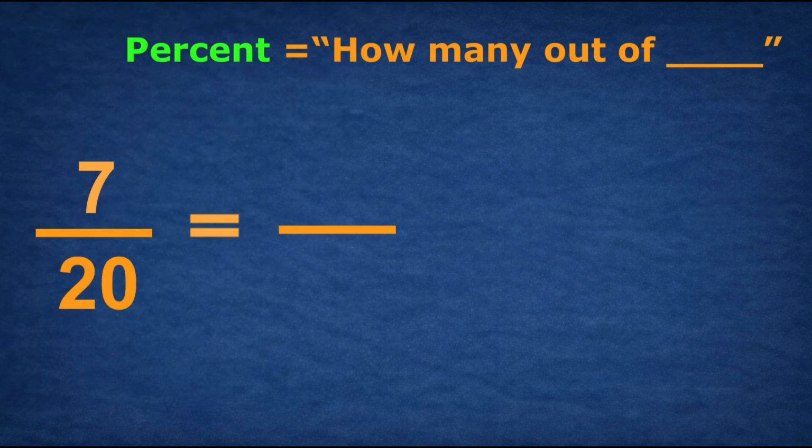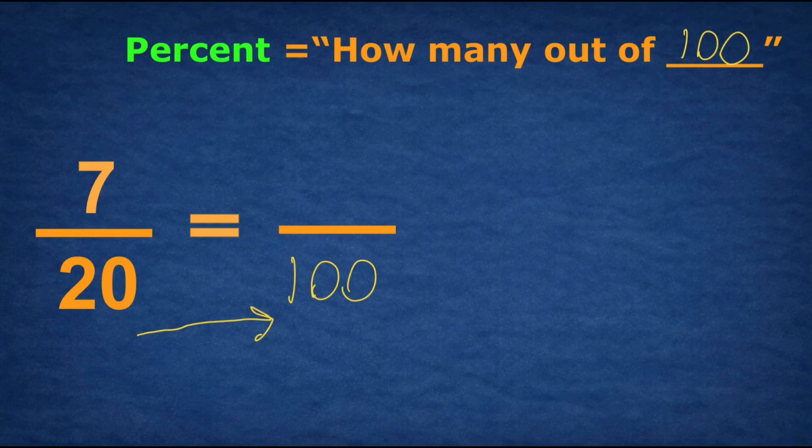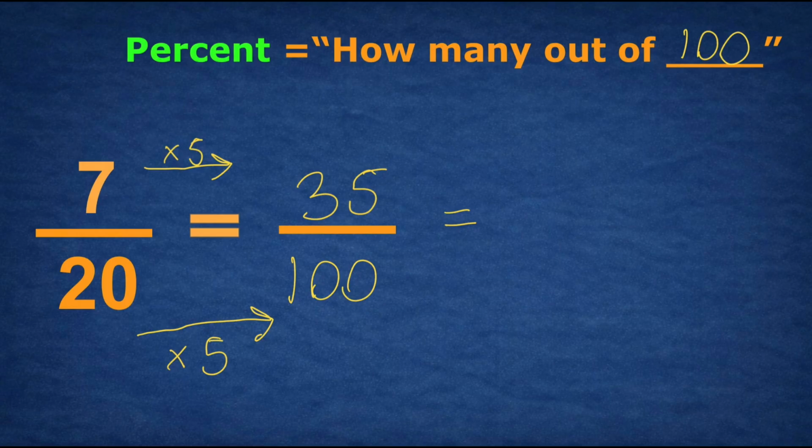Let's look at 7/20. Remember, percent is how many out of 100. What I need to do is create an equivalent fraction that has a denominator of 100. I need to figure out what number I can multiply by 20 to get to 100. And I know that 20 times 5 will get me 100. And I need to multiply that same number by the top. So if I do 7 times 5, I get 35. So I know that 7/20 as a percent is 35%.